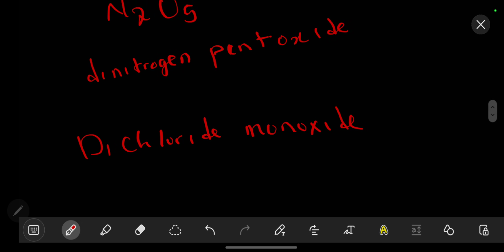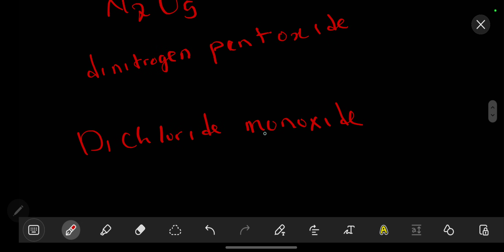So let's say we have been provided with dichloride monoxide. So how do you write this? This means to say there are two chlorines. So we are going to say Cl2, then there is one oxygen. Mono means one, so we have one oxygen. That's how you write that one.